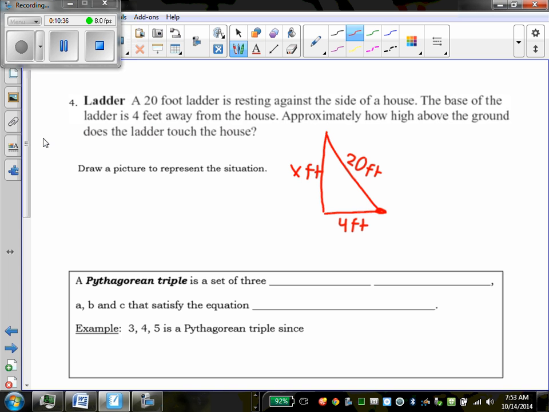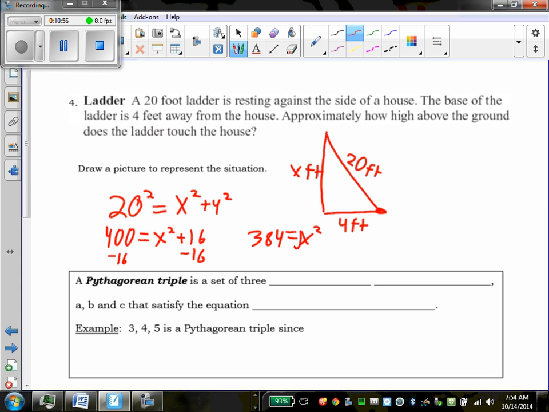So then we just use Pythagorean theorem to find that missing length. 20 squared equals x squared plus 4 squared, which gives us 400 equals x squared plus 16, minus 16, minus 16. 384 equals x squared, and we take the square root of both sides. So we find out that the ladder is hitting the building about 19.60 feet above the ground.